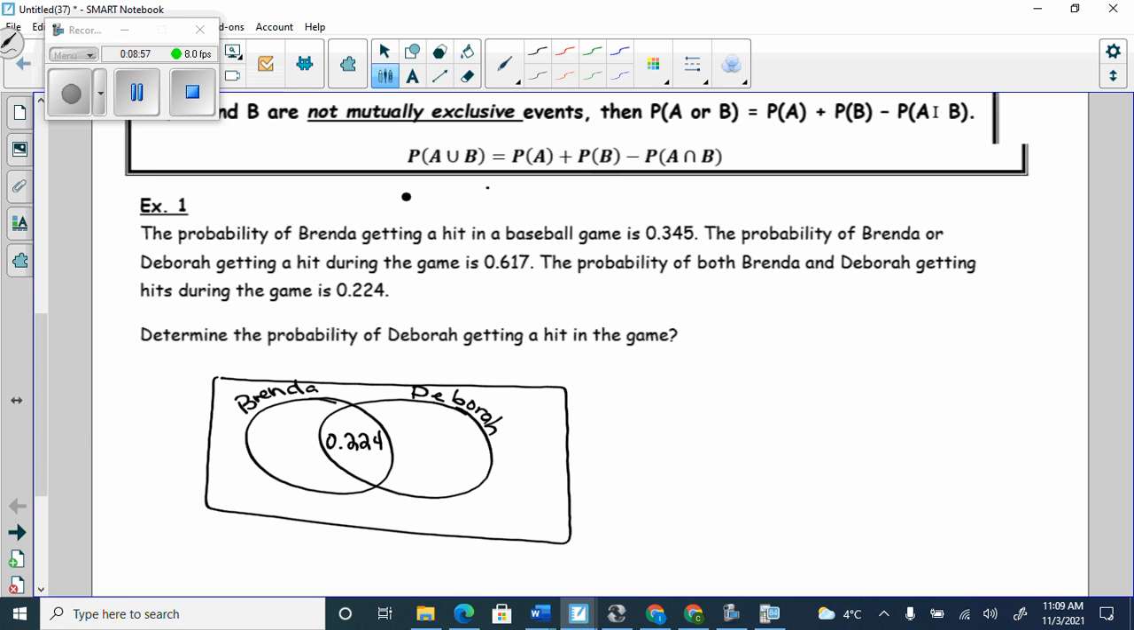Can I do the or next? If I do the or next, it's the whole snowman. There are 2 pieces missing, right? So I can't do that next. But I can do Brenda getting a hit at 0.345. There's already 0.224, so if I take 0.345 and subtract 0.224, what do I get? Now can I do the OR? Yeah. The OR is 0.617, so I subtract 0.121 and 0.224 from 0.617, and I get 0.272.